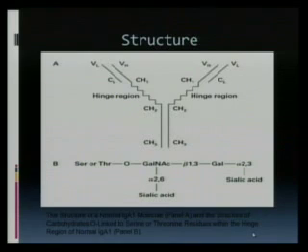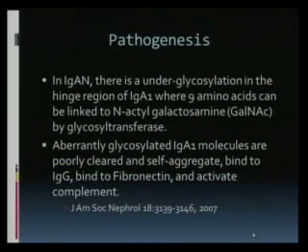This area is underglycosylated, and because of the underglycosylation of the hinge region, it causes aggregation. This is poorly cleared in the kidney, and it binds to IgG, binds to fibronectin, and activates complement.